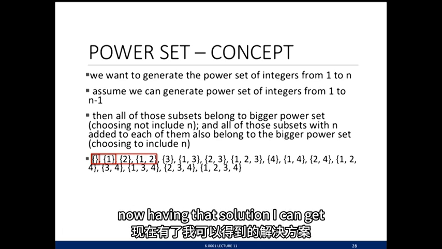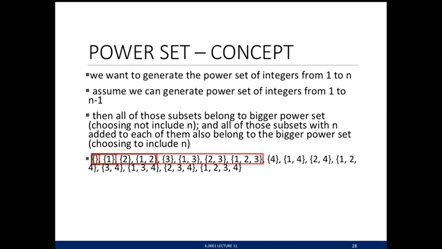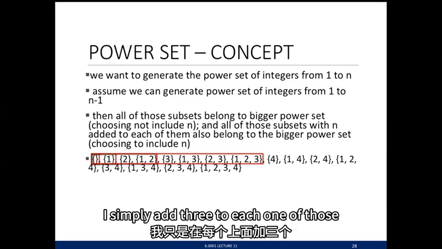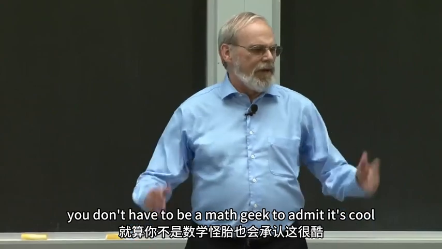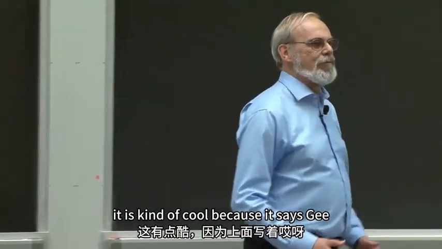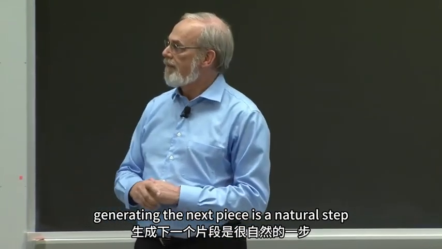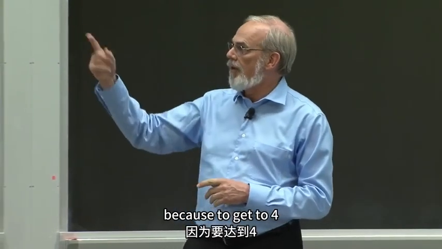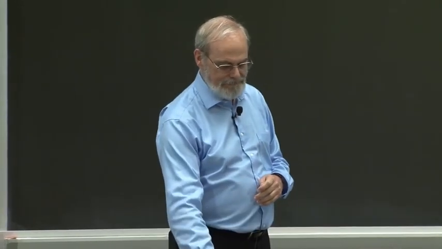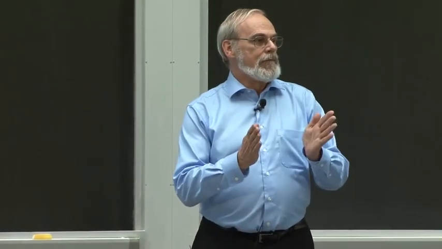Now, having that solution, I can get the solution for 3 because all of those have to belong, and I simply add 3 to each one of those. Oh, that's cool, right? You don't have to be a math geek to admit it's cool. It is kind of cool because it says, gee, got a solution to the smaller problem. Generating the next piece is a natural step. And you can also see the size of that set's doubling each time because to get to 4, I'm going to add everything into all of those pieces. Really nice recursive description. Let's write some code.